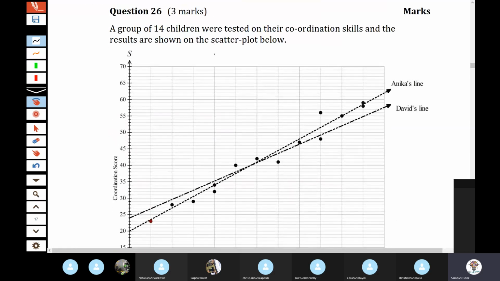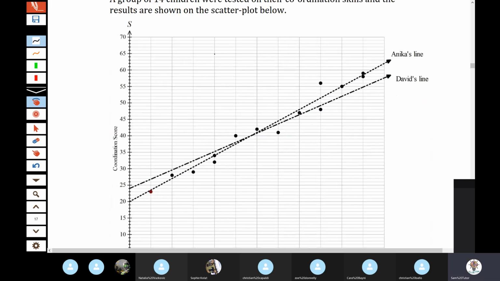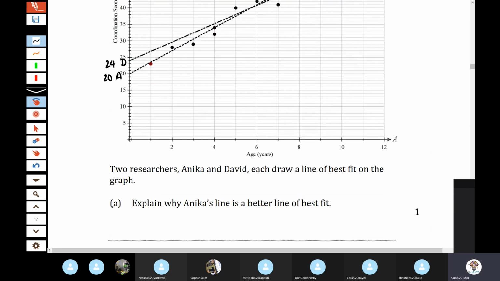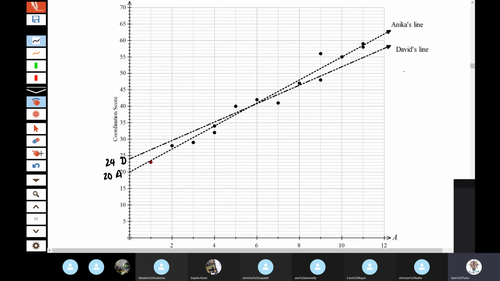Let's do it. A group of 14 children were tested on their coordination skills and the results are shown on the scatter plot below. Looks very fancy. Anika's line is the top line and David's line is the bottom line. David's line starts here, so that's David at 24, whereas Anika starts at 20. Are we okay with that? Scroll down. Explain why Anika's line is a better line of best fit than David's line.